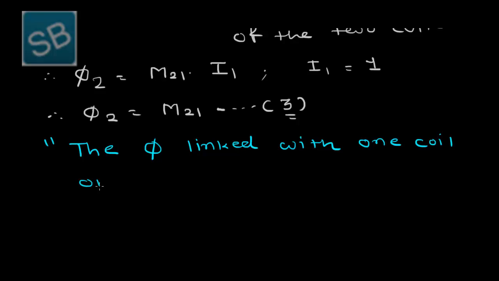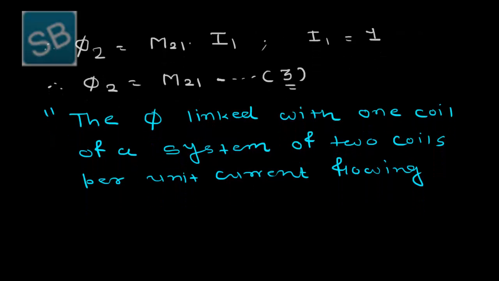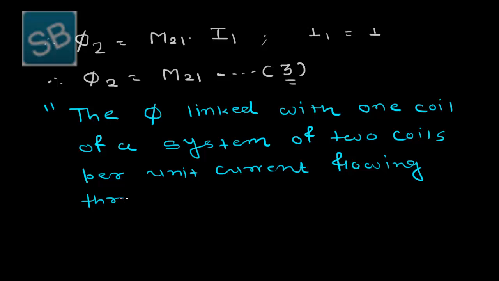of a system of two coils for a unit current flowing through the other coil is also known as mutual inductance of a system.